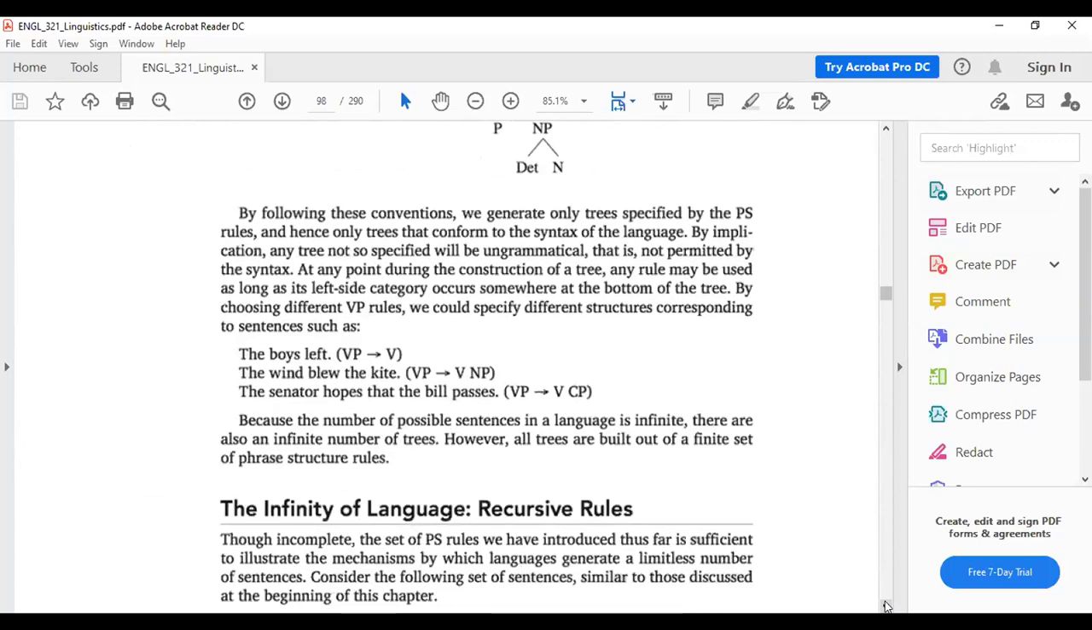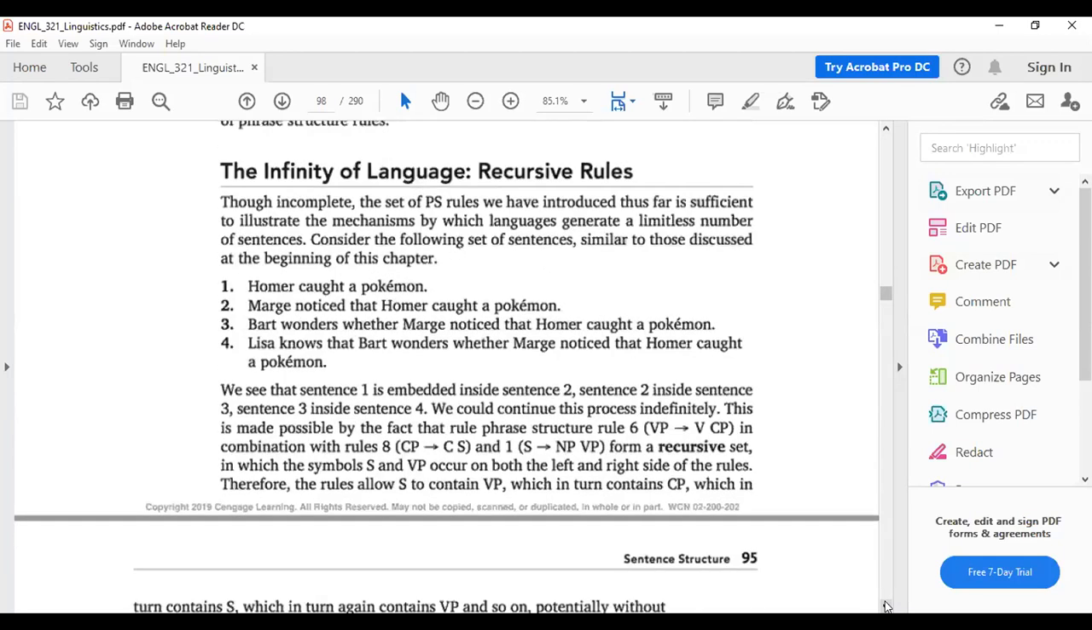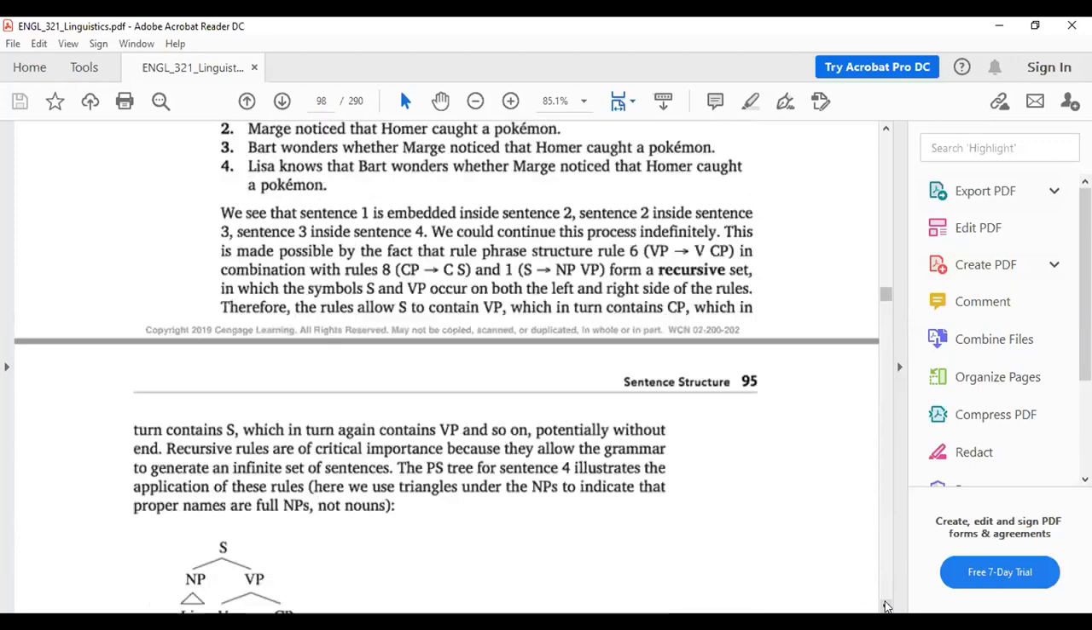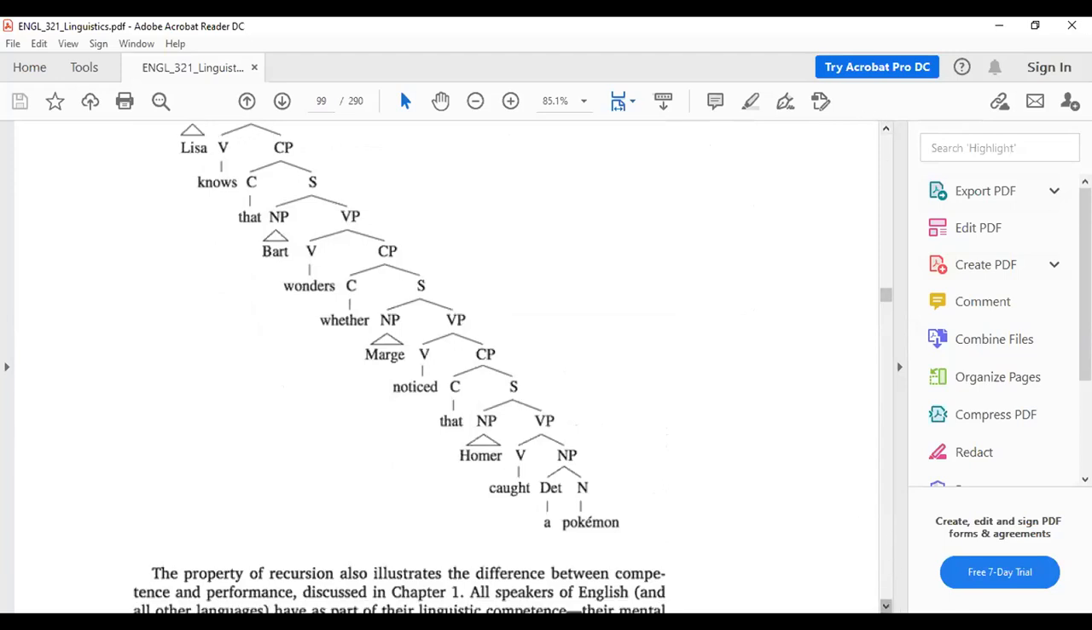Okay. And then you will talk about the infinity of language, like recursive rules, when we have recursive structure. Like Qais said, John said that Ali wonders that, and so on. This is called recursive grammar. Or when we have sentence, VP, then CP, S, VP, CP, S, VP, NP, and so on. So we call this recursive grammar. I'm going to leave this to Qais.